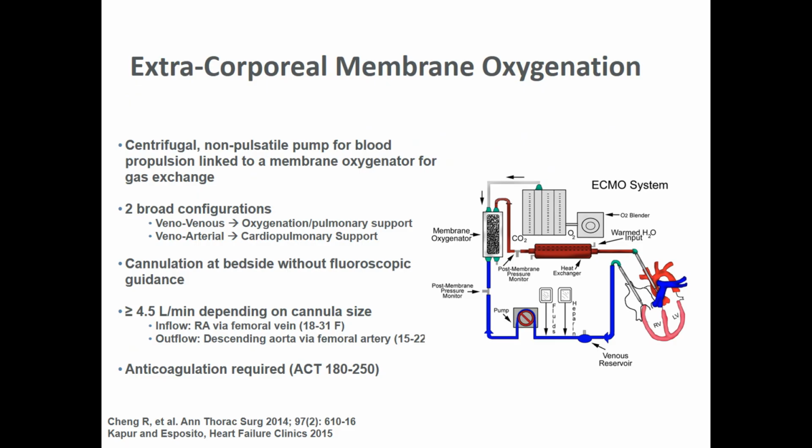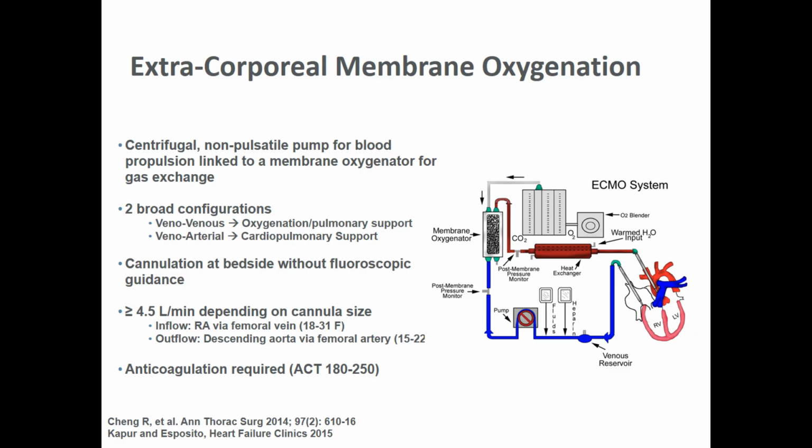Typically, it's provided through use of arterial and venous cannulation that allow for venous inflow to a centrifugal non-pulsatile pump for blood propulsion. That venous inflow is linked to a membrane oxygenator to provide gas exchange, and then returned in veno-arterial configurations to the arterial circulation. This device can also be configured in a veno-venous configuration for pulmonary support, where there is no need to bypass the heart entirely.